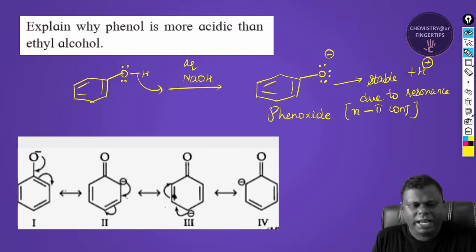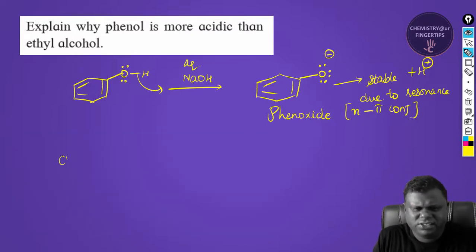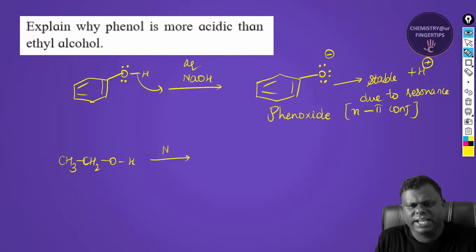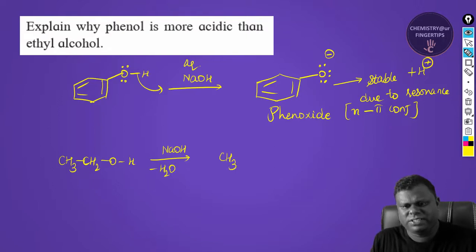Now, let's talk about alcohols. So let's take a simple alcohol, maybe ethanol. So you have CH3, CH2, and there is this OH. So when you have a reaction with NaOH, basically nothing is going to happen. But let's say if a water molecule is released, so I'm just going to write minus H2O. I'm going to write here CH3, CH2, and then O minus. So this is the ethoxide ion.